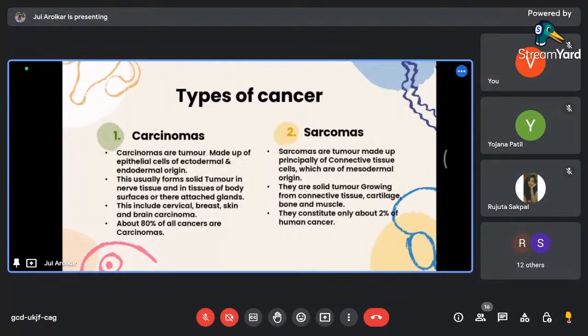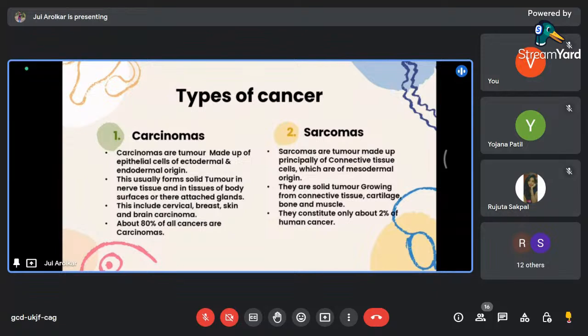Then, what are the types of cancer? There are majorly four types. First is carcinomas. Carcinomas are tumors made up of epithelial cells of ectodermal and endodermal origin. This usually forms solid tumors in nerve tissue and in tissue of body surfaces or their attached glands. This includes cervical, breast, skin, and brain carcinoma. About 80% of all cancers are carcinomas.